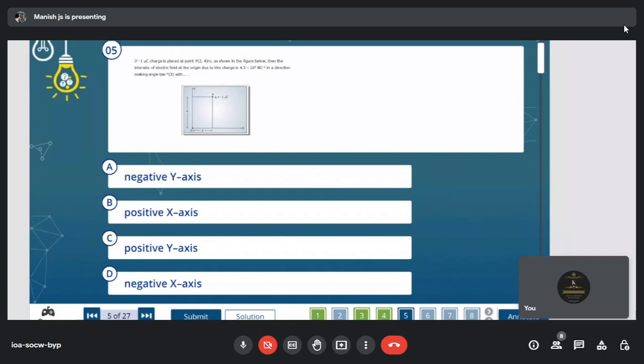So which one would be the answer? Anybody? Positive? X. Positive x. Okay. Very good. It's positive x. Can you explain how you got the answer? Good. It's correct. Positive x is correct.